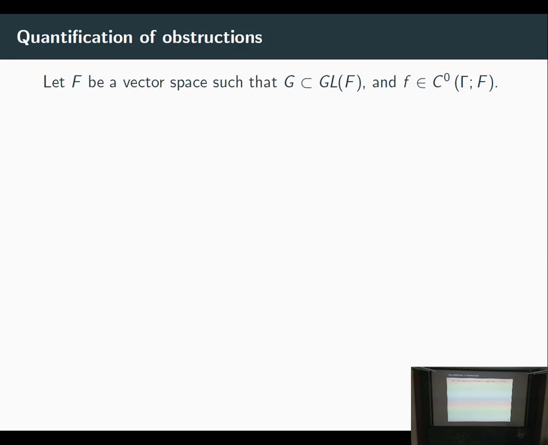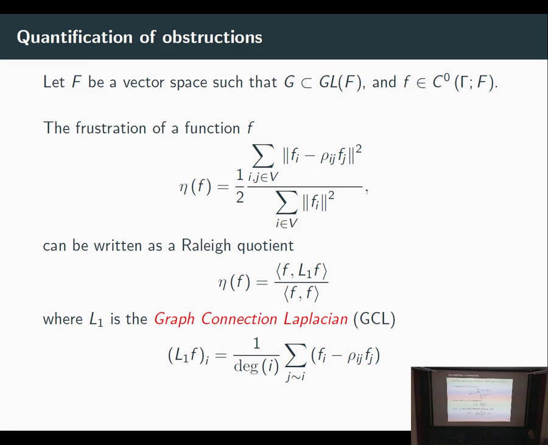And how do we quantify them? If we have a normed vector space, so that the group we are considering sits inside this general linear group, and a function from vertices to that space, then a failure of the existence of synchronization, or how close you are to synchronization, can be measured by this quotient, which Singer and others called frustration, and I like the word frustration. Obstructions can be called frustration.